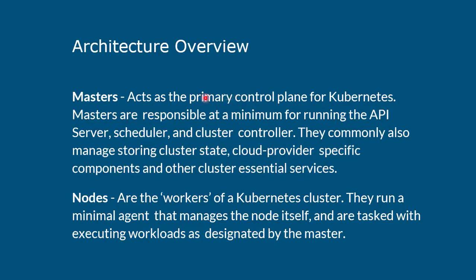So there are master nodes, and they act as the primary control plane, and that is quite often a term in Kubernetes. So master nodes are the control plane for the Kubernetes product. Master nodes are responsible at a minimum for running the API server, scheduler, and the cluster controller. Commonly, they also manage the cluster state, cloud provider specific components, and other cluster essential services.